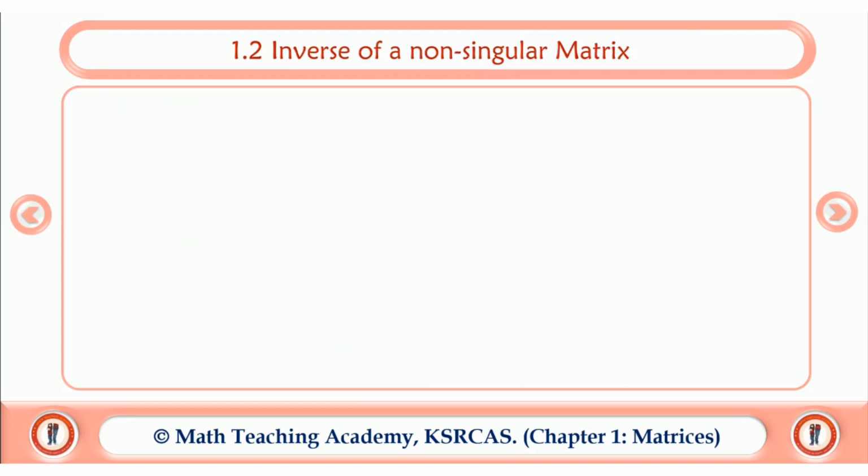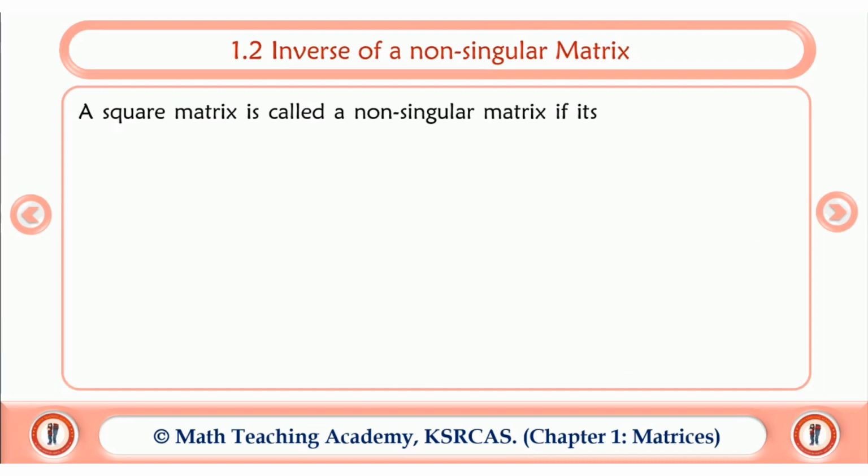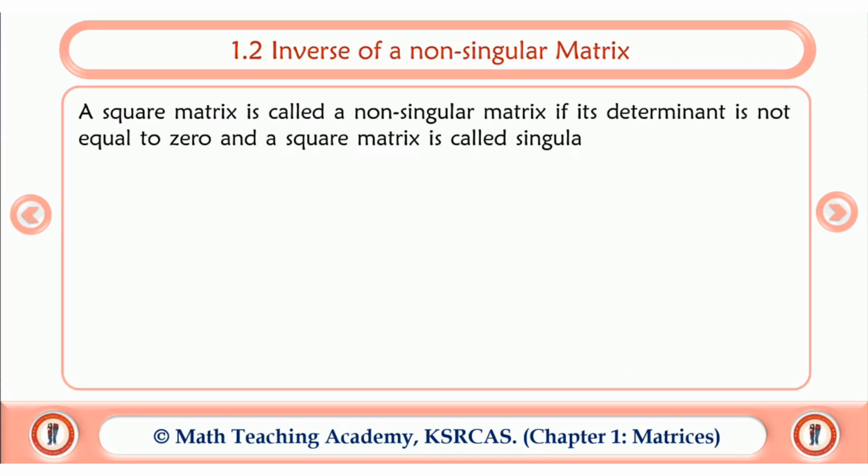Inverse of a non-singular matrix. A square matrix is called a non-singular matrix if its determinant is not equal to 0. And a square matrix is called singular if its determinant is 0. That is, to check whether the given matrix is singular or not, what you have to do is find its determinant. If its determinant is non-zero, then you can say the given matrix is non-singular. Otherwise, it is said to be a singular matrix.